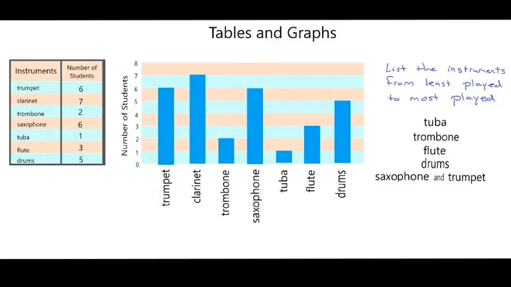And it looks like the most played instrument in this band is the clarinet, because there are 7 students in this band that play clarinet. And that's how you use bar graphs and tables to find information.